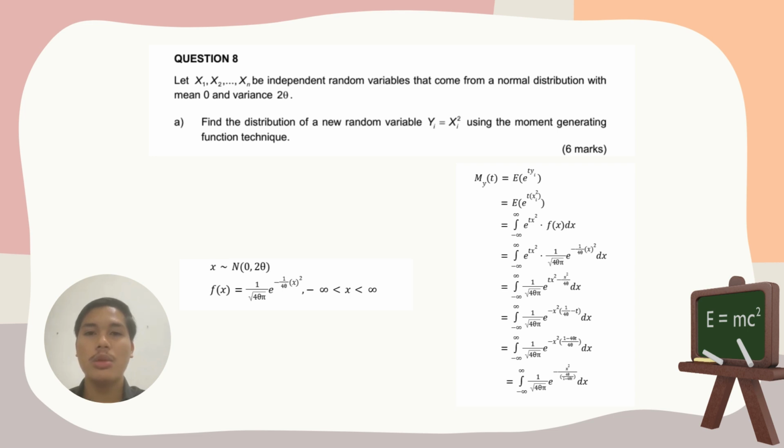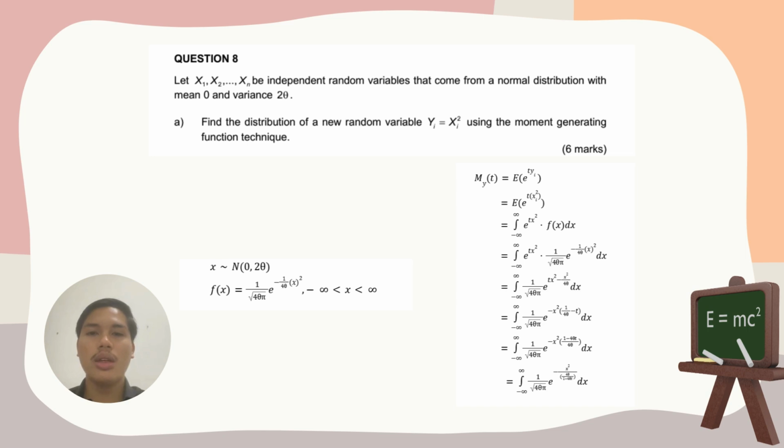Since we don't have the distribution for Si squared, we need to use integration. Then we integrate negative infinity to infinity exponent t x squared times f(x) dx. After that, we use the f(x) that we have. Then, since there are two exponents, we merge them by adding the powers of the exponent. After that, we factorize the negative x squared, then we equalize the denominator in the bracket with 4 theta. Then, we will get in the bracket 1 minus 4 theta t over 4 theta. After that, we move the bracket to the denominator.